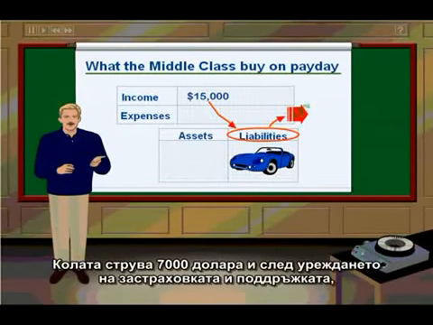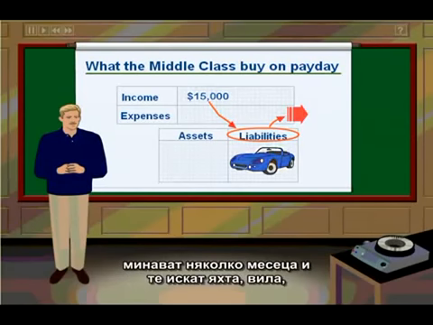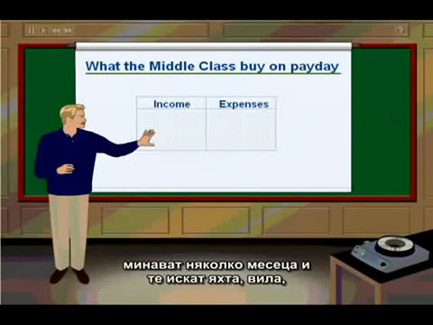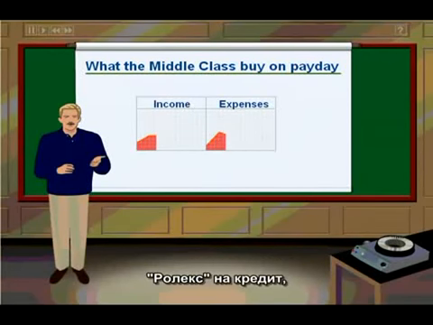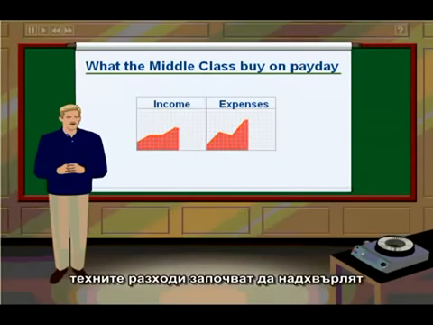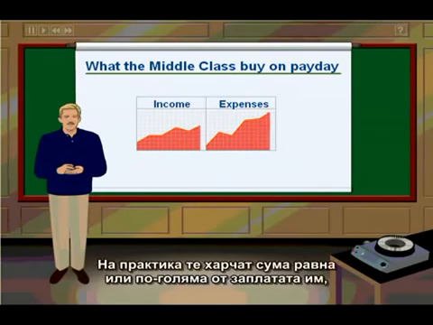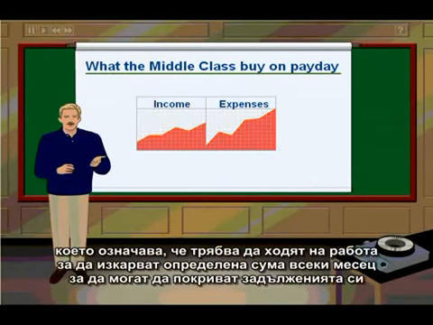The car costs $7,000 down, and after they tack on the insurance and the maintenance, that liability costs them $1,100 new dollars every single month. A few months go by and they want a boat, then a vacation home, a Rolex watch on the credit card, a vacation on the credit card, and before you know it, their liabilities have raised the expense levels to near or above their income levels. They actually spend equal to or more than they make, meaning that they have to go to work and make a certain amount of money every single month because of their liabilities.